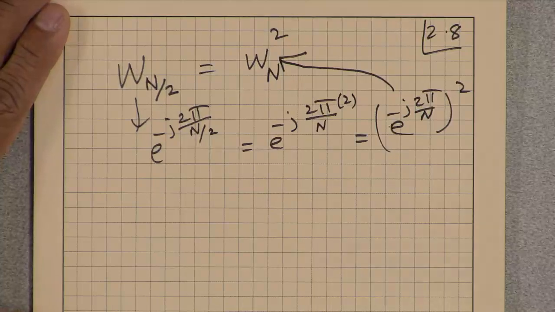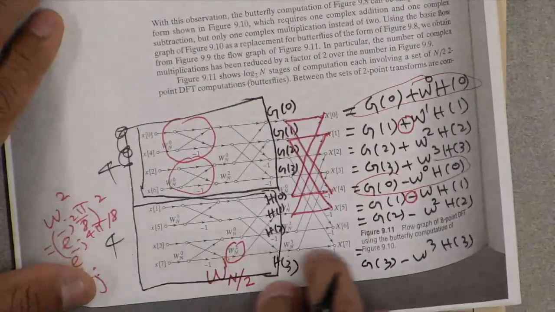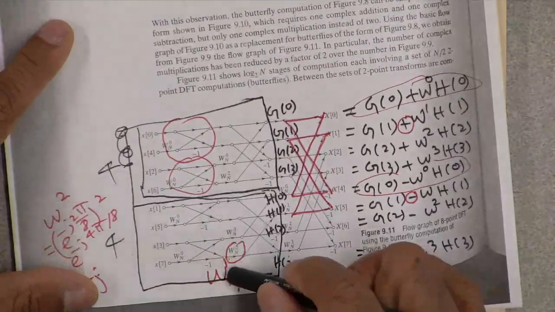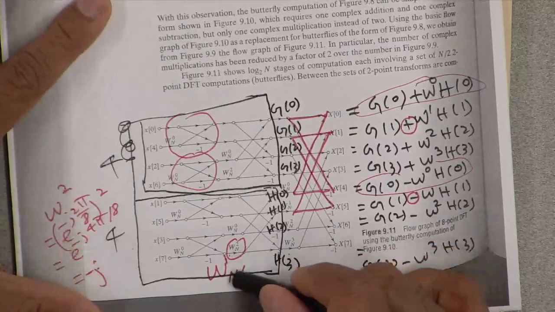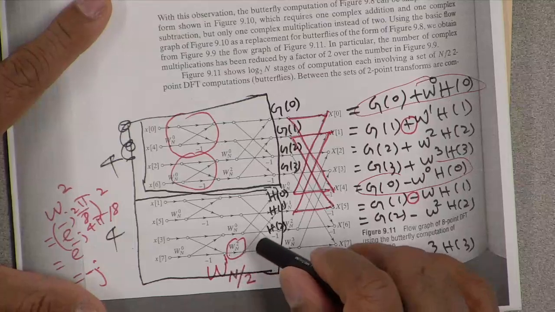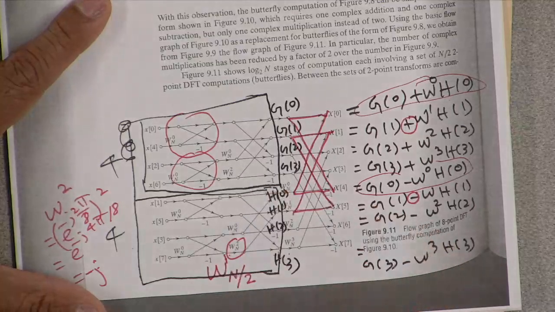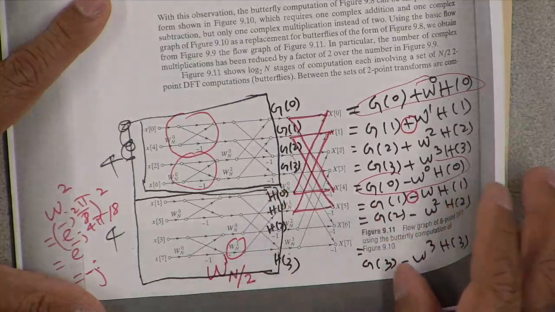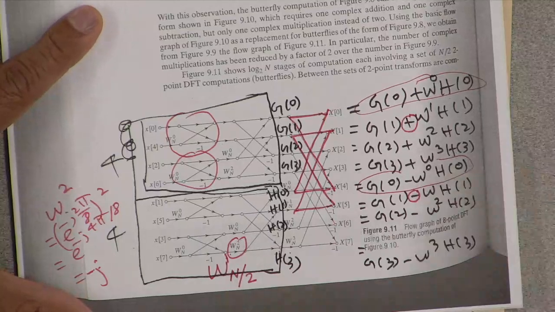Okay, so that's why it's shown as w to the power 1, which is indeed w to the power 1 with the quantity n by 2, the length of the sequence. And with respect to scaled up to the original length, that becomes squared. So that's called the decimation in time. Any questions?